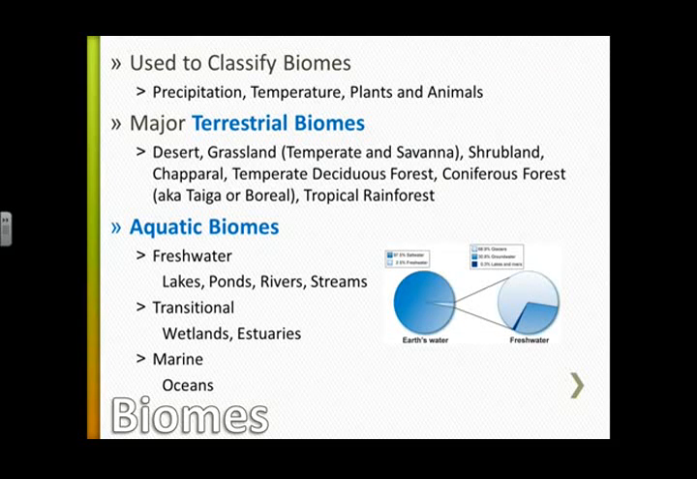So we've already done a lot of coloring and worksheets on biomes. If any of the information I'm about to discuss on the next couple of slides you don't have written down, get out those biome sheets and make sure your information is correct. So what we use to classify biomes are precipitation, temperature, plants, and animals.